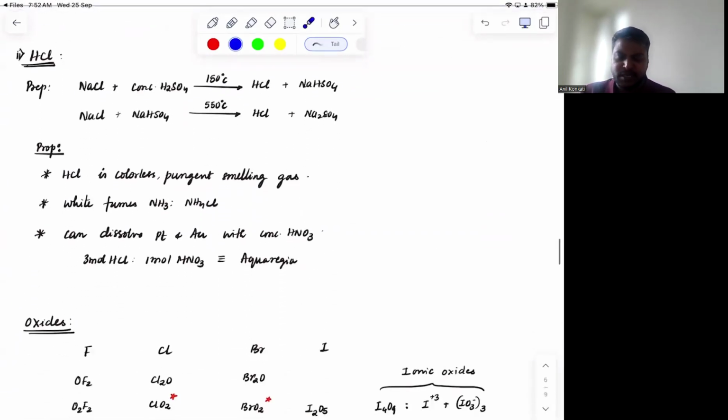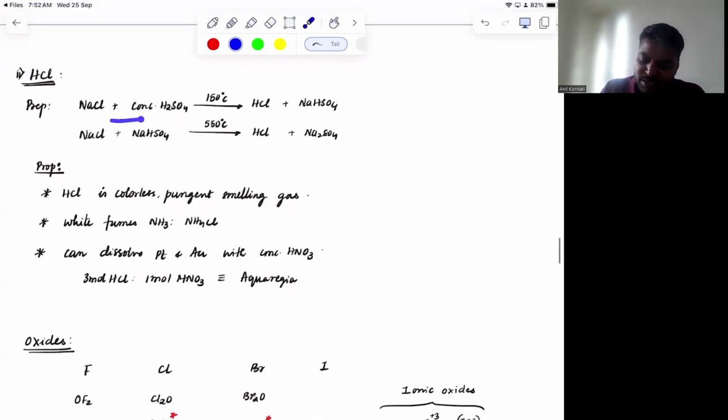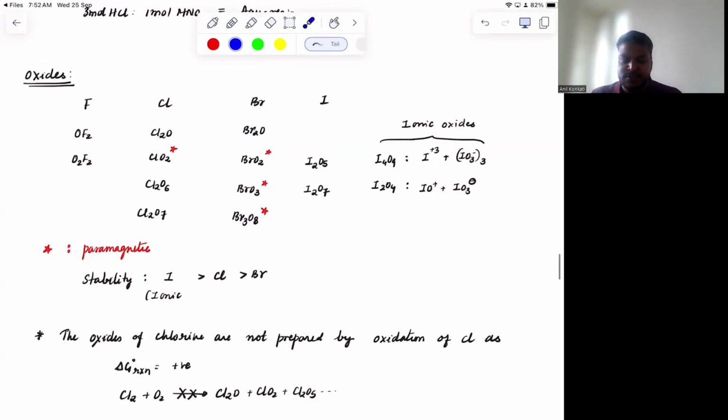Right. Now let us come to HCl preparation. I told you about the HCl preparation: NaCl will become HCl, white fumes, and it will dissolve platinum and gold. Correct. And what are the other factors we need to know? HCl has been used in identifying the acidic radicals: HCO3-, SO3 2-, S2-, CH3COO-. So that is one thing you should know, where it is used.